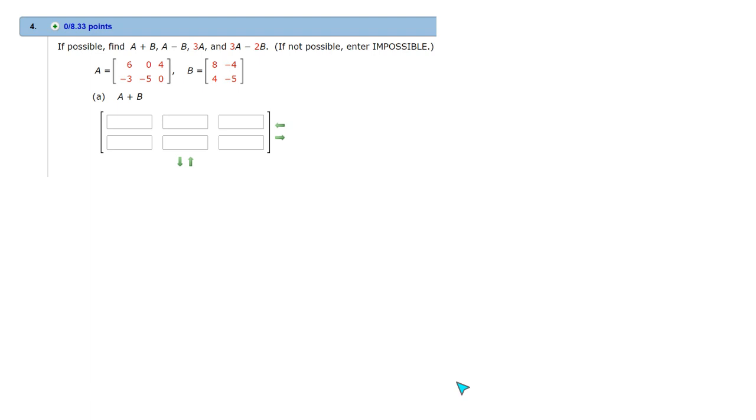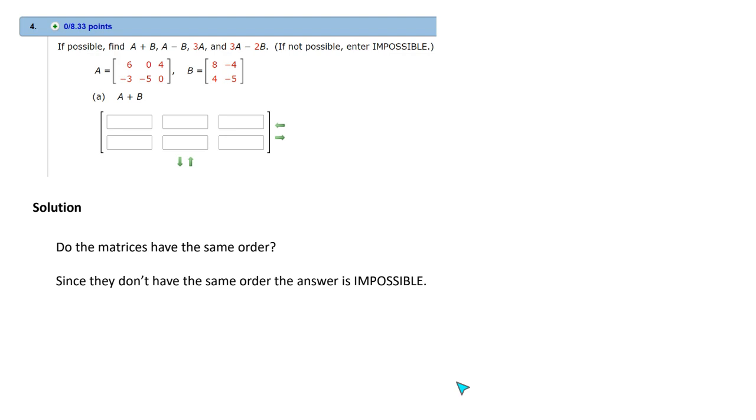So the first one, they want me to add matrix A and matrix B together, but what we just went over, we saw that these two matrices are not the same size or not the same dimensions. So hence, can I add these two matrices? Well, the answer would be no. I cannot add these two matrices because they don't have the same size or they're not the same dimensions. Okay, so the answer would be impossible. Cannot do it. Okay, all right.